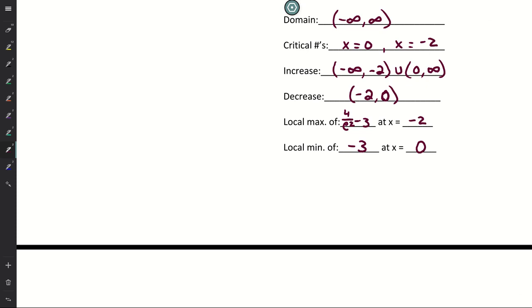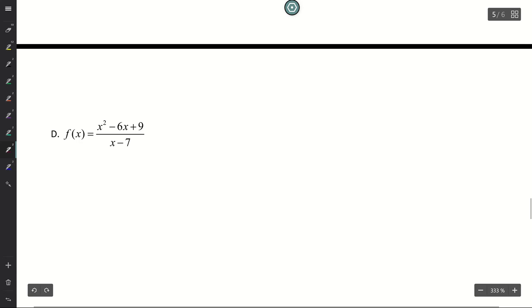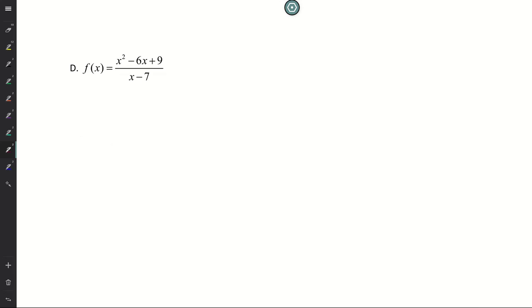All right, so what I'd like to do now is look at one more, more complicated rational function, and then we're going to look at an application to wrap this up. All right, so this particular problem is not as simple of a rational function as we had before. This particular one, we might want to consider factoring it. I don't know if that's something that we'd want to do.